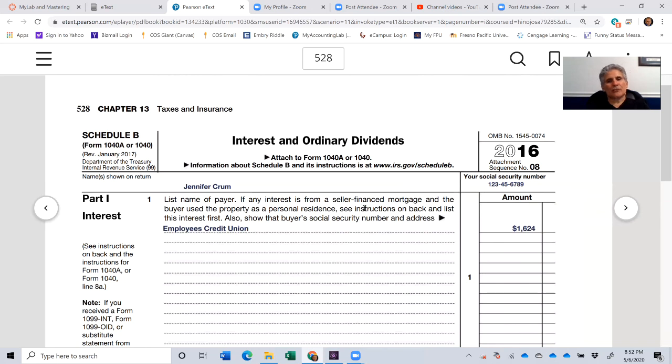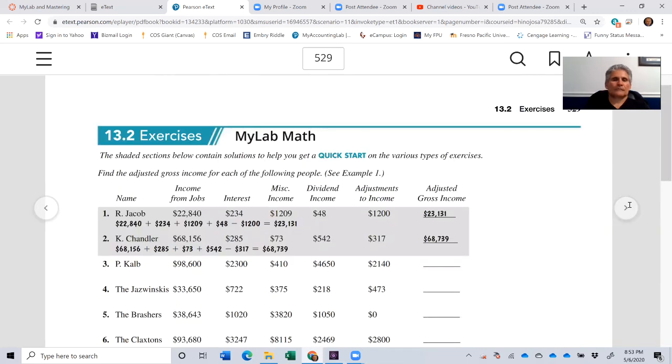Here's the Schedule B that shows the income from Employee Credit Union. If you looked at the 1099, that's what it shows. And she received $1,624. Okay, that takes care of 13.2.